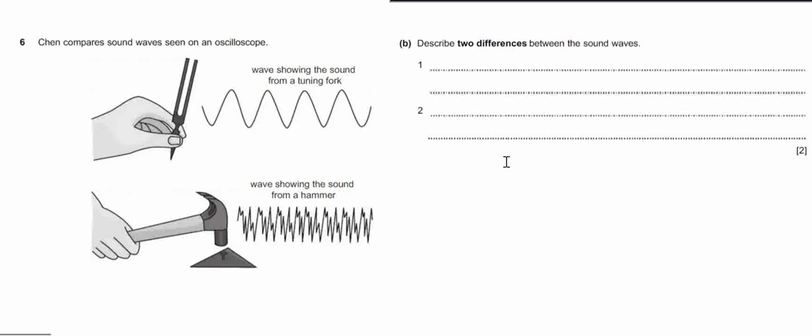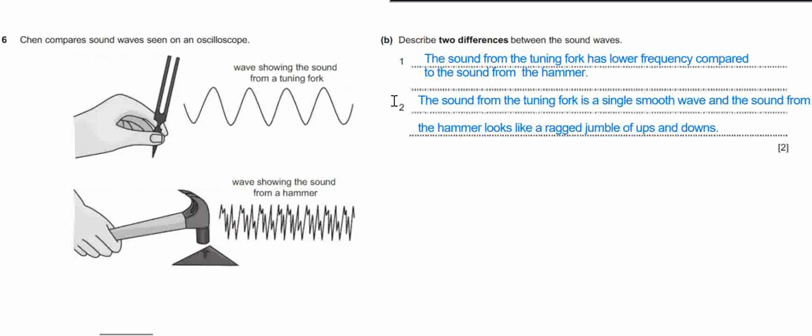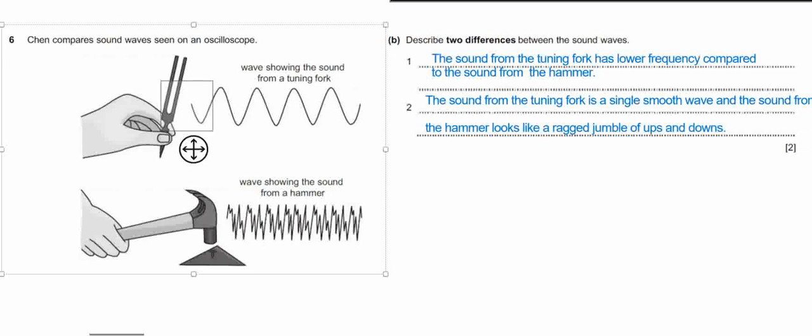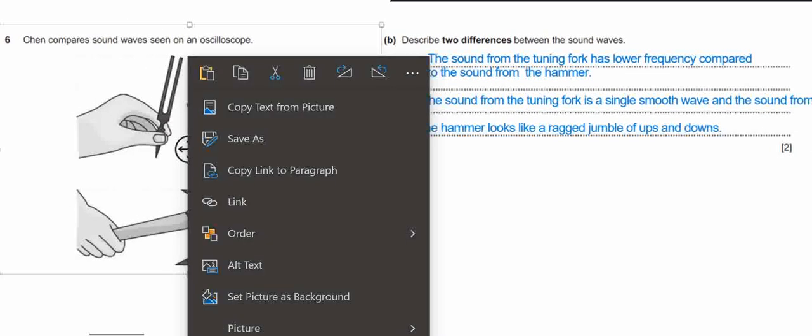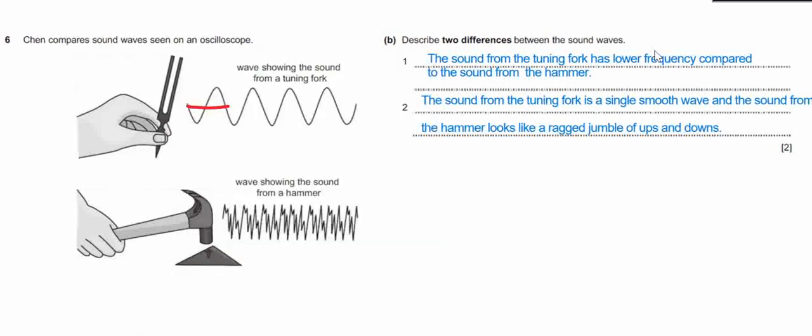Okay, let's check out the answer, guys. Here we go. So the sound from the tuning fork has lower frequency compared to the sound of hammers. We can see that this greater wavelength means lower frequency. And this one here. So this is the one wavelength, and while this one is shorter, so it's higher frequency.